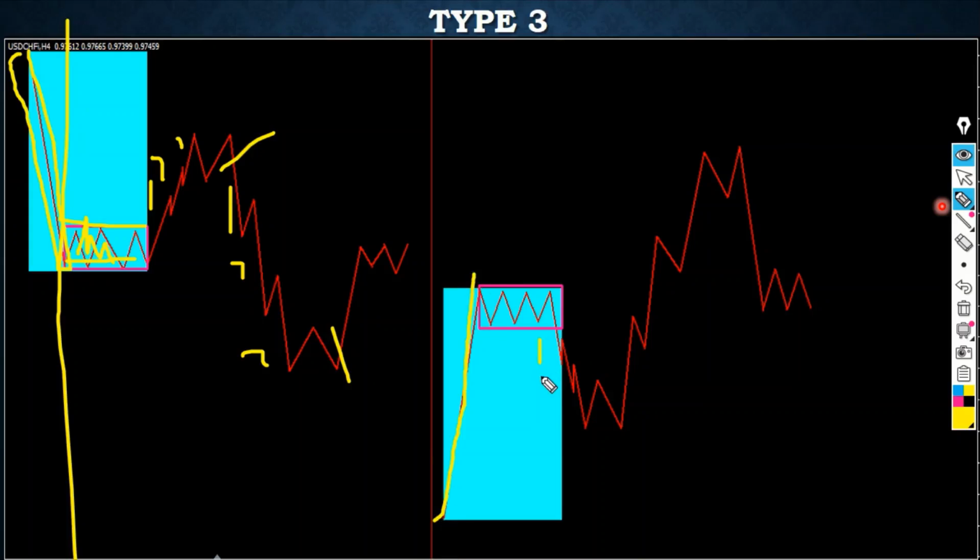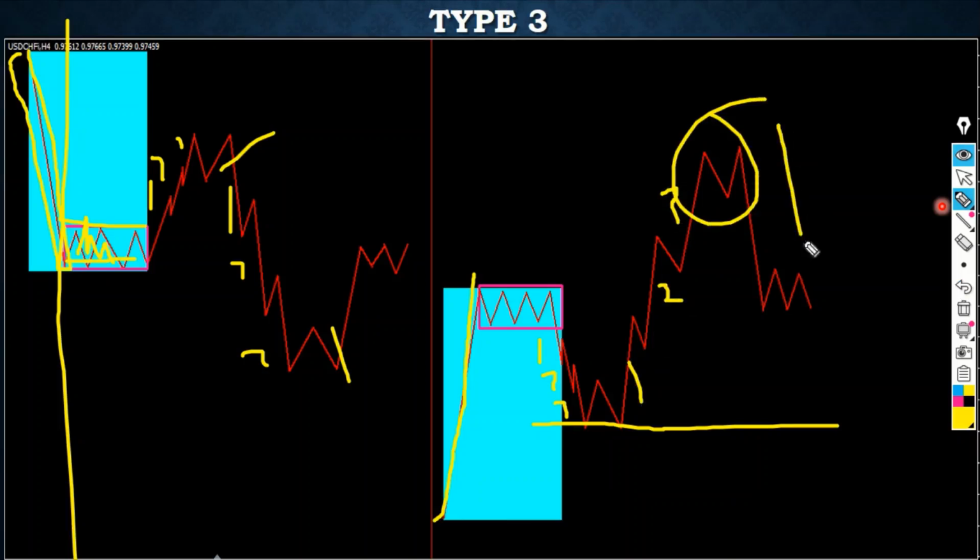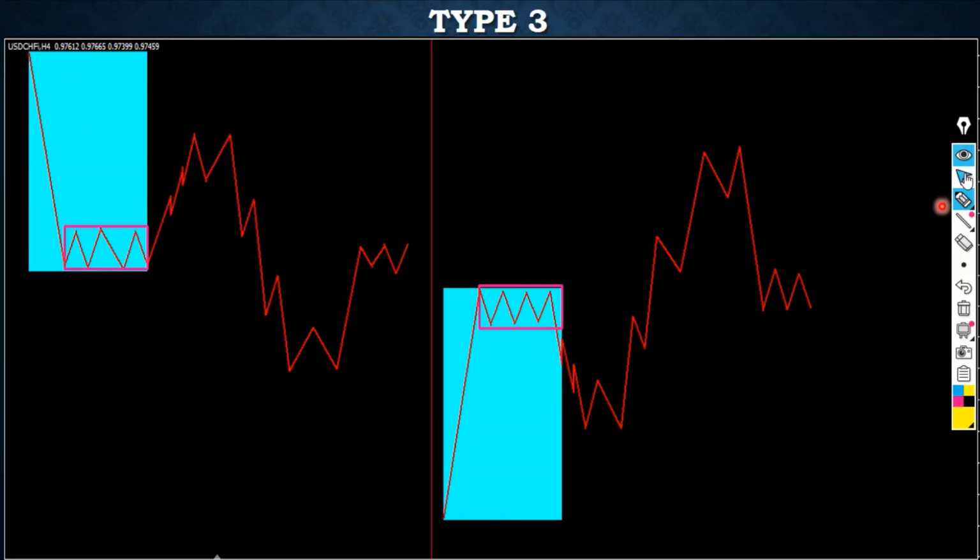We have 1 2 3 at the middle of the Asian range. We are not going below to create a W, no, we are at the midline, middle of the Asian range. We have our trend run 1 2 3 for 6 to 8 hours, create an M, expect a New York reversal. This is a type 3.